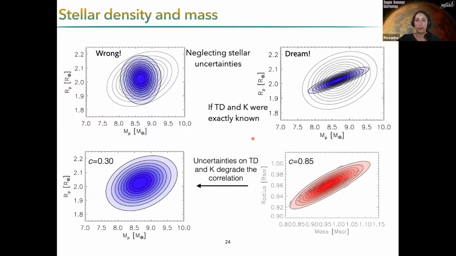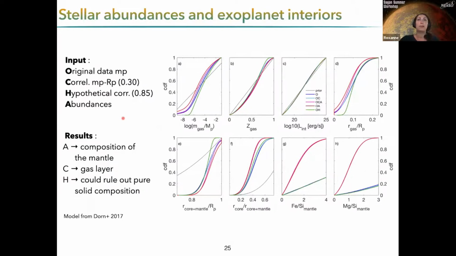So now let's move on a little bit. So now we have the density, the mass, the radius for 55 Cancri e. So we can infer the internal composition of this planet. We use the model from Caroline Dorn to do that. And we tested the output of the model according to various inputs.